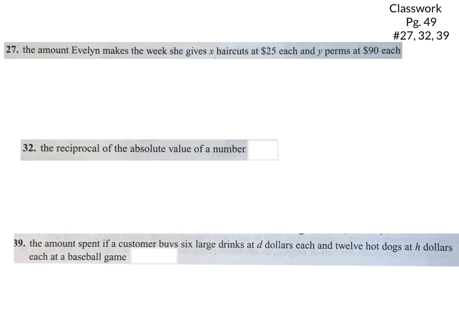All right, let's look at the first one. The amount that Evelyn makes in a week if she gives x haircuts at $25 each and y perms at $90 each. They gave you your variables. What does each mean? What operation is this going to be? Addition, subtraction, multiplication, division. Multiplication, right? If I say these shirts are $5 each and you buy 6 of them, how do you find your total cost? Well, you definitely multiply. So you would say 25 times x, that's how much she would make with haircuts. And 90 times y, that's how much she will make with the perms. How do I find out what she makes all together? I'm going to add them.